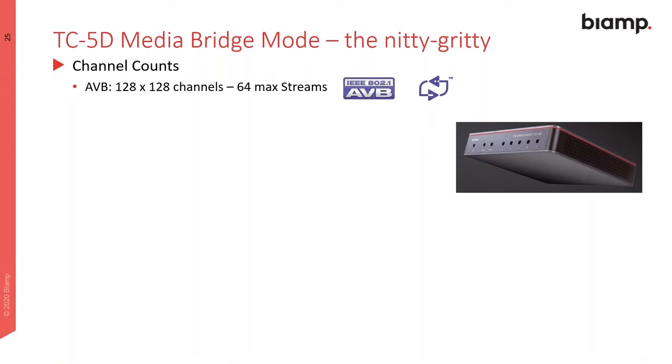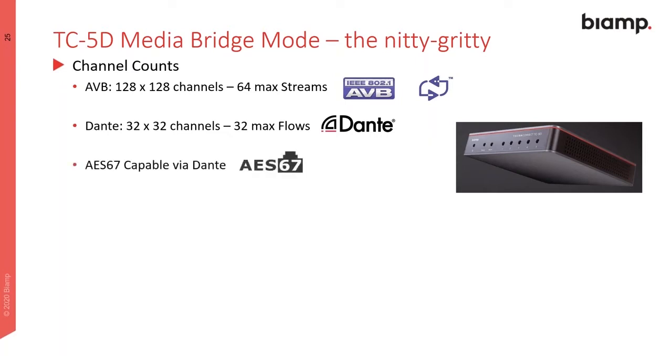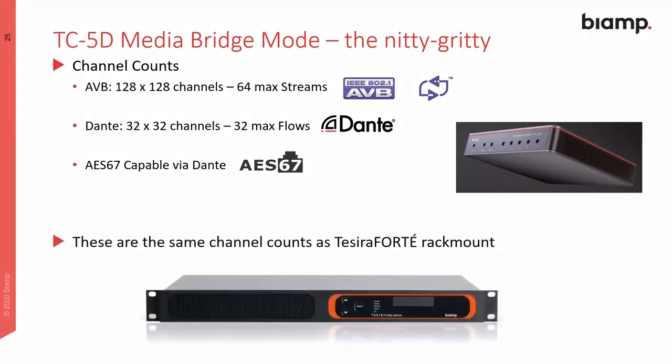Also, we have the Dante interface, which is 32 by 32 channels or flows. Also, because it is a Dante chip, it supports AES67, which is capable by Dante. But remember that whether you're using AES67 or Dante, you cannot have both of them at the same time. Which is the same channel count as the Tesira Forte rack mount. So if you memorize what is supported in the Tesira Forte, the same is applicable for the TC5D.